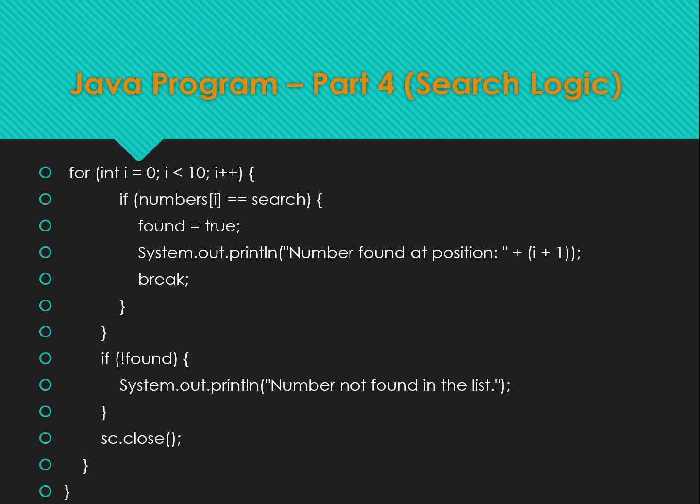This is where the linear search happens. We check each element in the array one by one using a loop. If we find a match, we print the position and exit the loop. If we finish the loop without finding the number, we display a not found message. Lastly, we close the Scanner object.